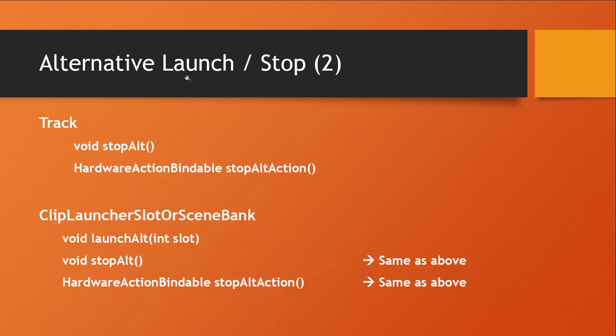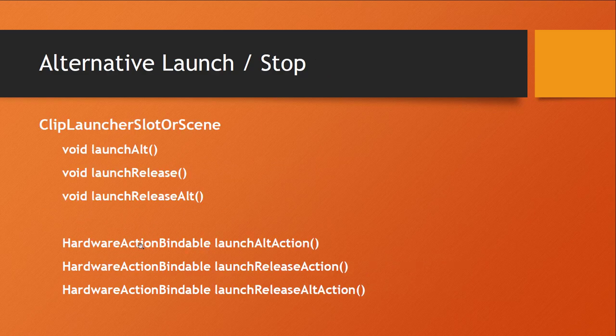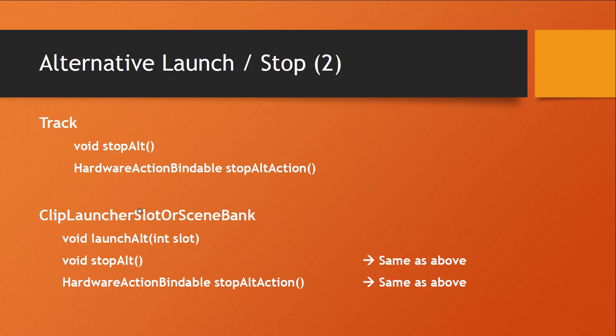But there are more methods for launching and stopping. If you want to stop the playing clip on the track in the alternative version, there is also a method for that. And again, the version for the action bindable. And we have it also on a whole bank, which I think should not be used. It's just a different version of the previous methods, but the other way around. For example, you can say launch alternative one on the bank, which takes the index of the slot. Yeah, which does basically the same as these methods, just executed the other way around via the bank.